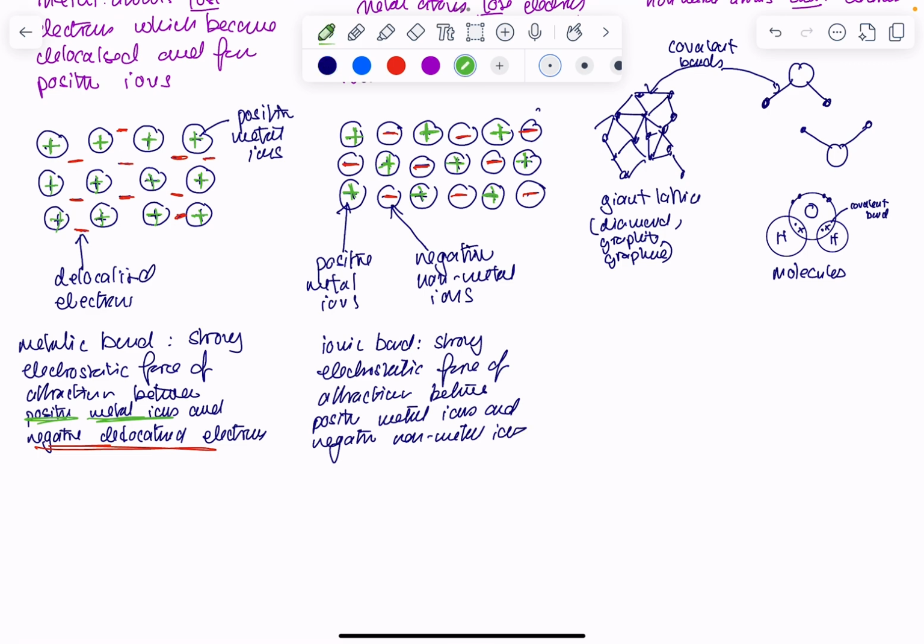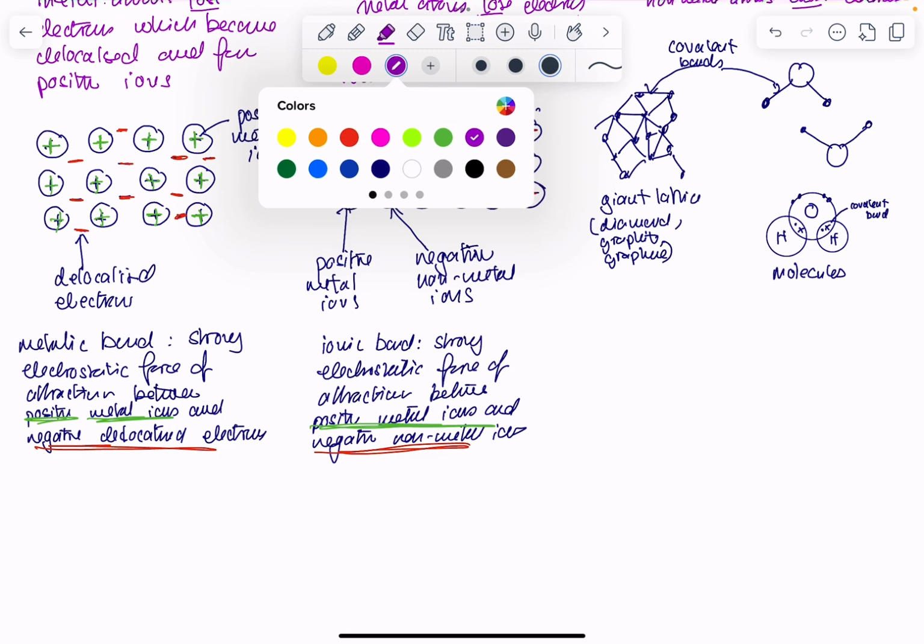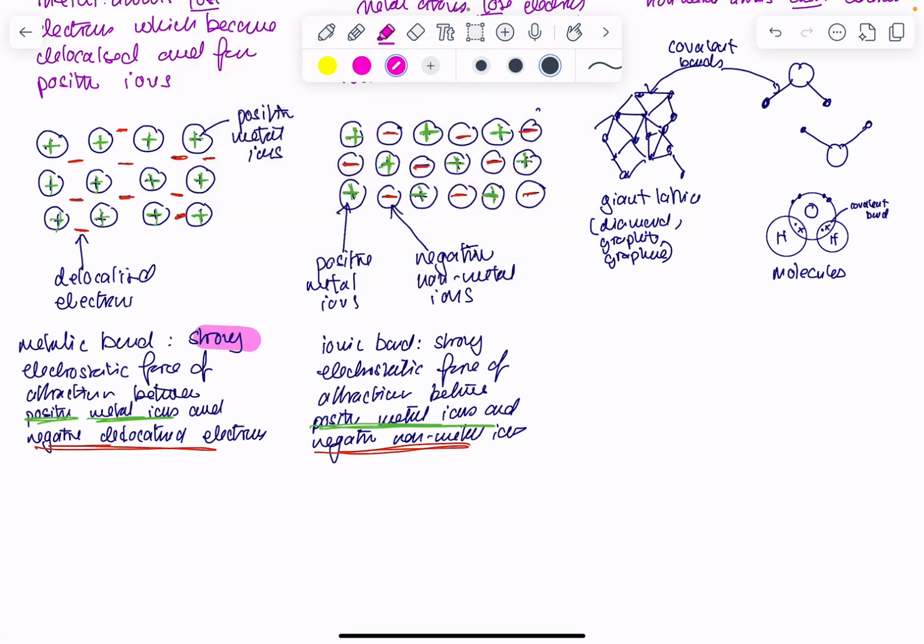Okay, check your answer. So we've got positive metal ions and negative non-metal ions. Notice the same words start the definition every time we write a definition of a bonding: strong electrostatic force of attraction between. Then we say what the positive is, then we say what the negative is.